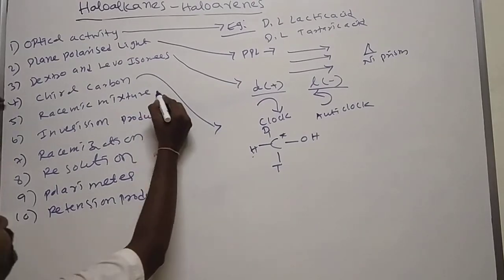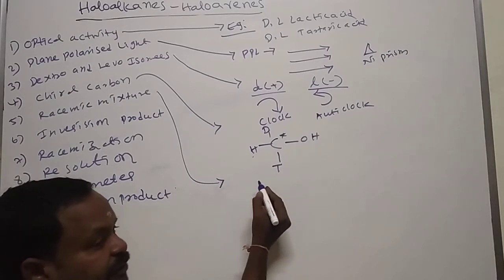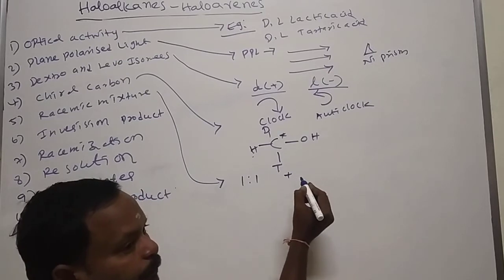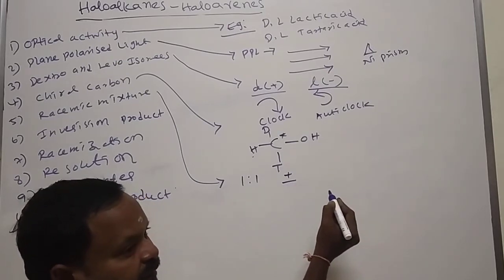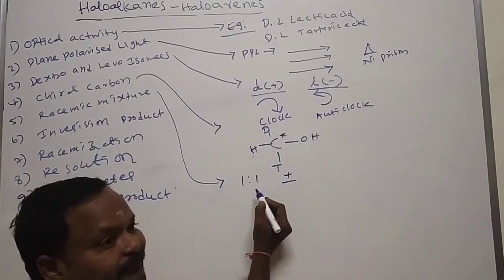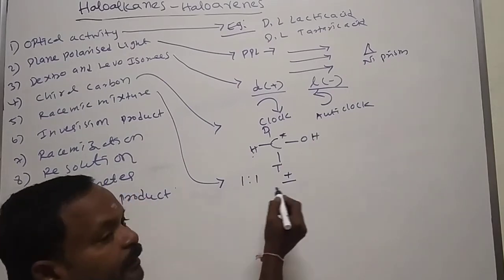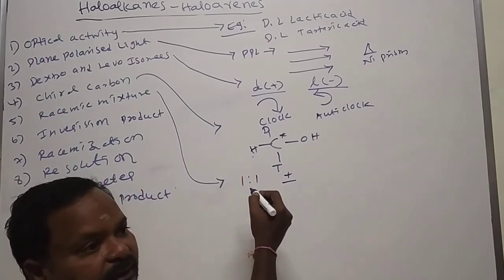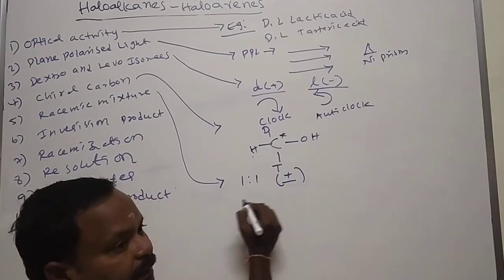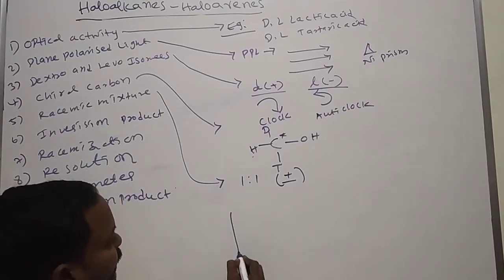Next, racemic mixture. What is the meaning of racemic mixture? An equimolar, 1:1 ratio of dextro and levo isomers is called a racemic mixture. A racemic mixture is indicated with the symbol plus-minus within brackets. Example for racemic mixture: so many examples are there, here I am taking one example.